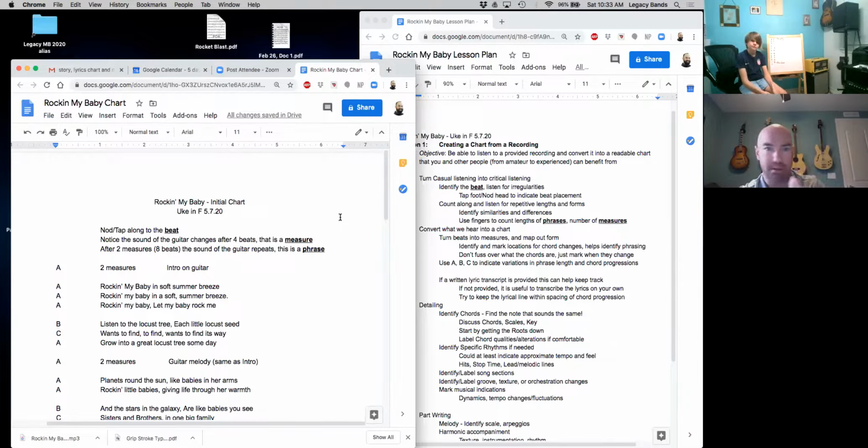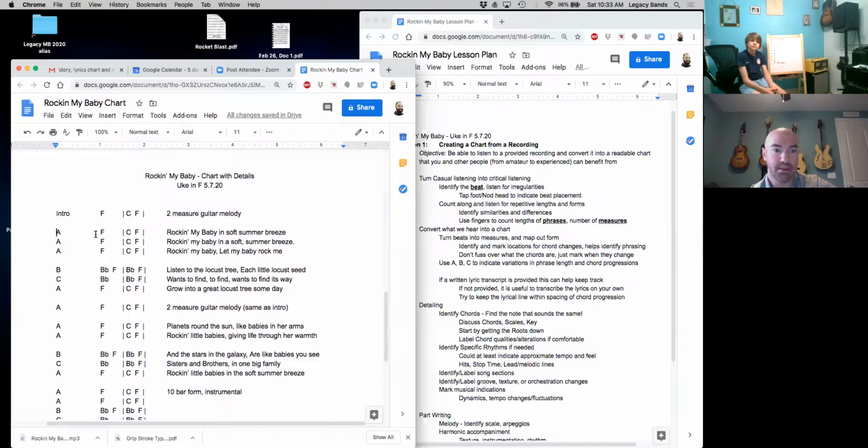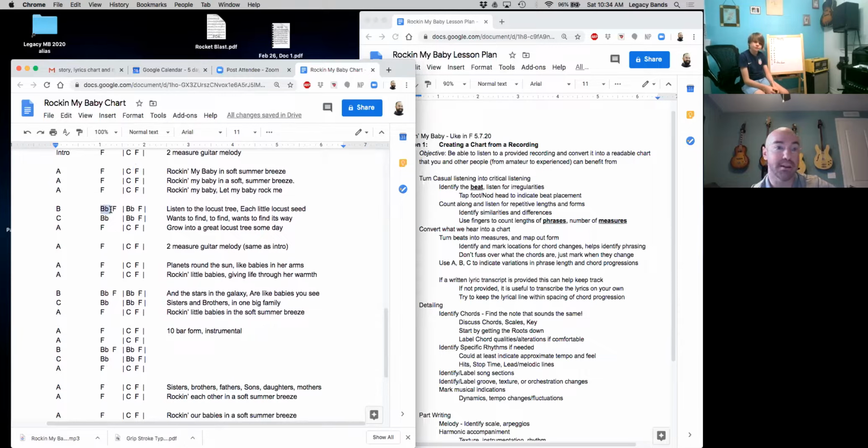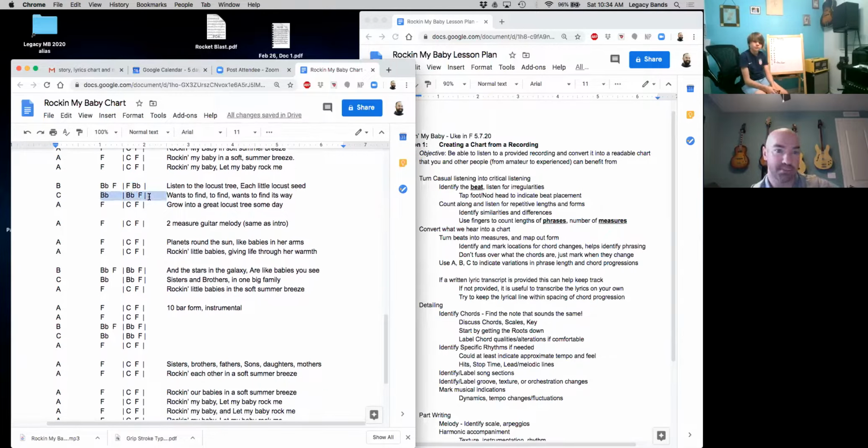So I have what that would look like right here with the chords written in as well. But you can see the chords go right along with the different A's, B's, and C's. And so basically, it's just a matter of copying and pasting. Every time there's an A, it's this same chord progression. F for a measure, C for 2 beats, F for 2 beats. Every time it's a B section, it's B flat for 2 beats, F for 2 beats, B flat for 2 beats, F for 2 beats. Every time it's a C section, you get the point.